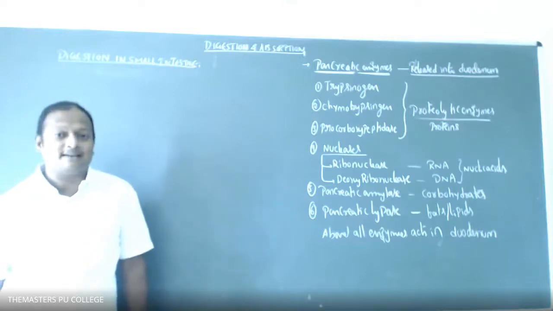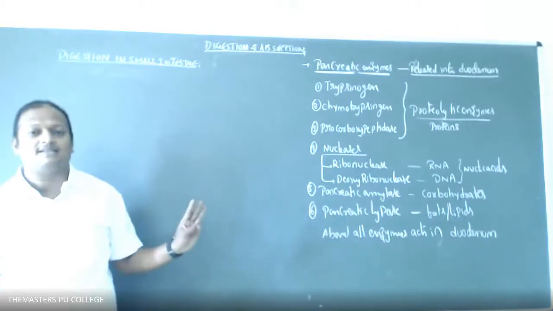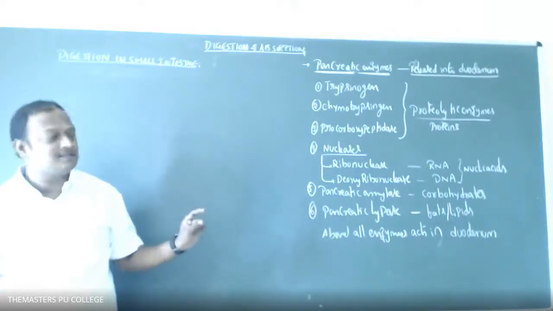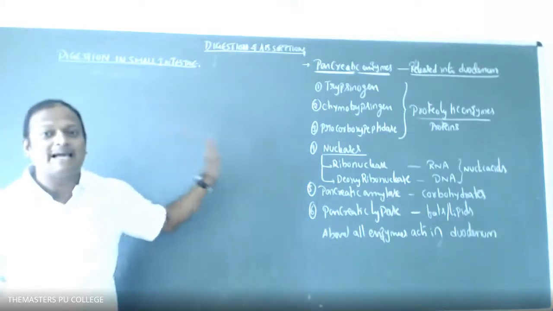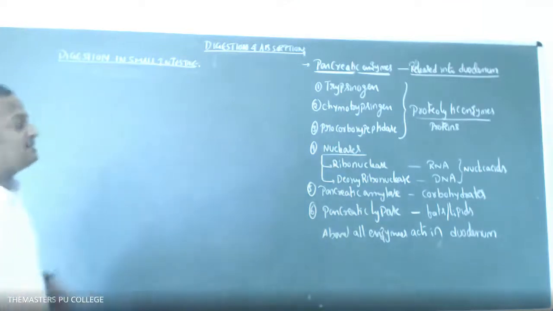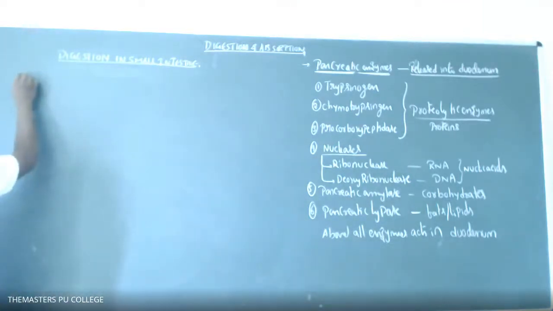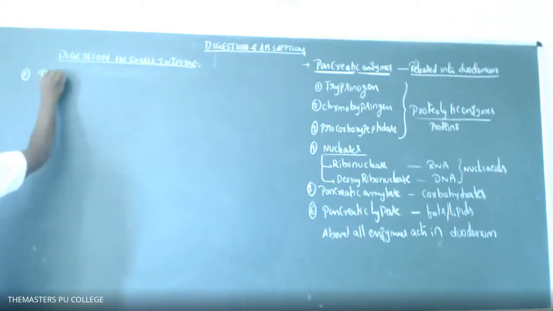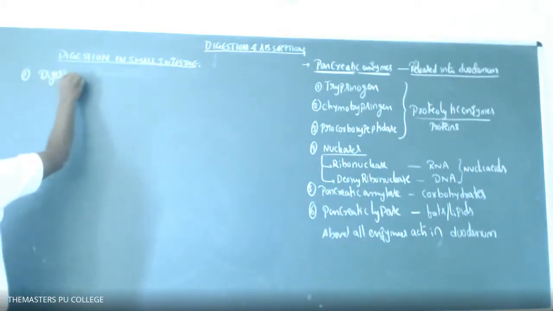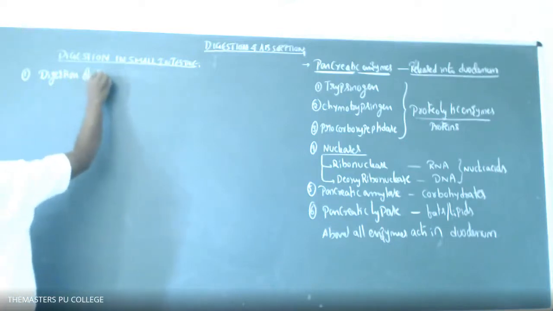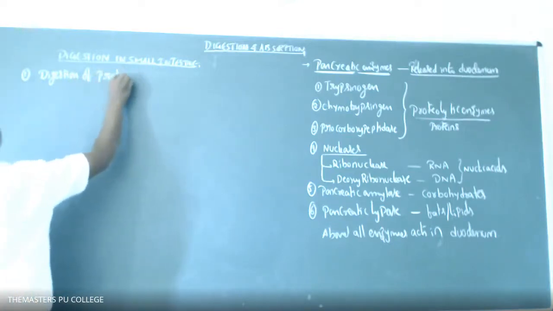Now the enzymatic reactions. First, the digestion process of proteins, carbohydrates and lipids with the help of pancreatic juice, the pancreatic enzymes. So first one, digestion of proteins.